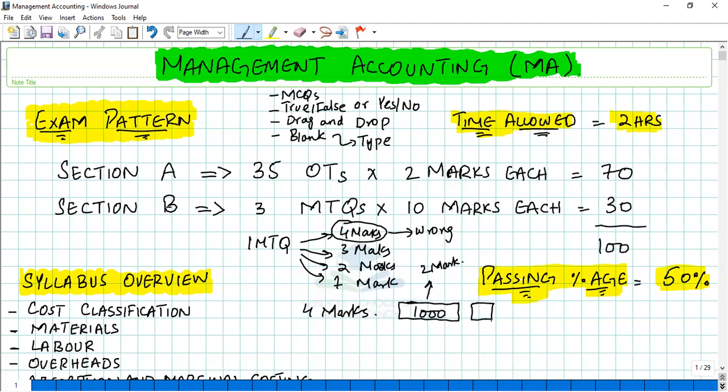Now let's say the variance was favorable, but there will be a drop-down option. You will click that option, you will get two things: favorable and adverse. Let's say you put adverse here, but the variance was favorable, so this mark will be deducted. Again, the whole 4 marks will not be deducted. So you have to remember this in section B. Section B is very helpful, because for everything there is a mark.